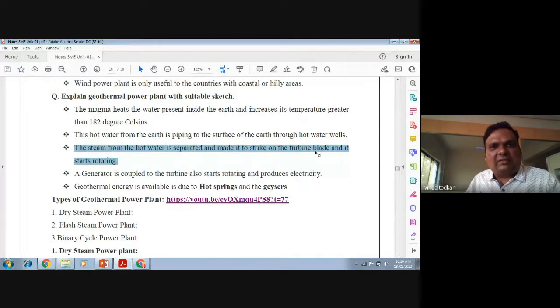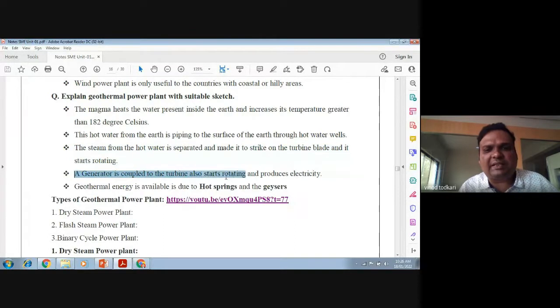See, we will bring that water plus steam from the subsurface to the surface, right? We'll separate that moisture content and provide that steam to a steam turbine. In the steam turbine, there will be a conversion of thermal energy or heat energy into mechanical energy. That turbine will be coupled with a generator which will convert that mechanical energy into electrical energy. This is the simple working of a geothermal power plant. The generator is coupled to the turbine, which will also start rotating and produce electricity, right?